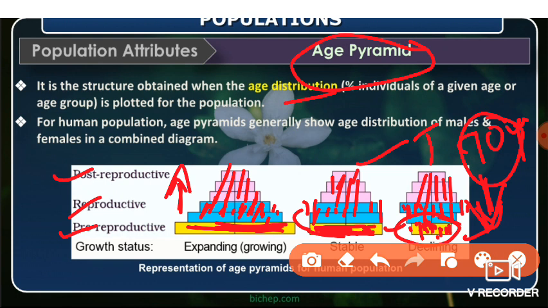Whatever the number present in the pre-reproductive phase, those will move to the reproductive stage. Primarily there is a smaller number of pre-reproductive individuals, so how is it possible to increase in the reproductive stage? Whatever the number is there, that will move to the reproductive individuals. So there are fewer individuals in the declining pyramid, and the population goes on decreasing. This is about the age pyramid. I hope you understood about the age pyramid.